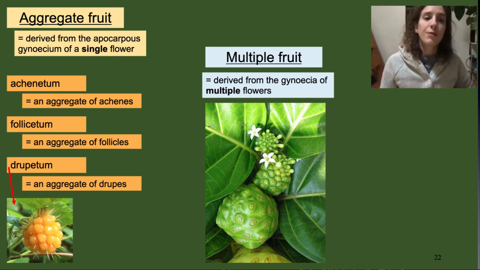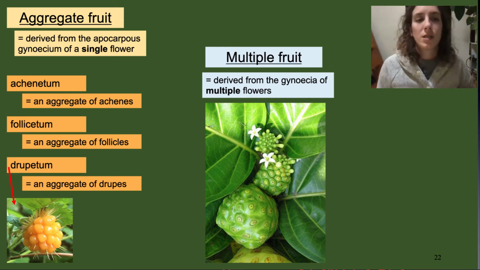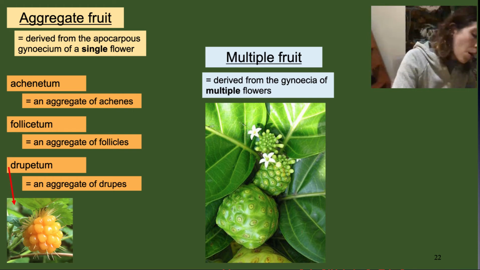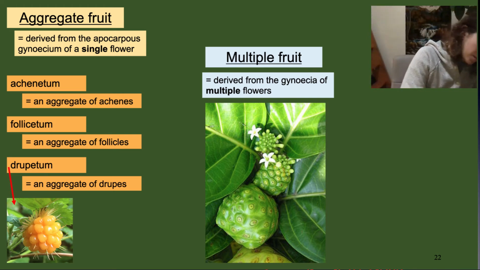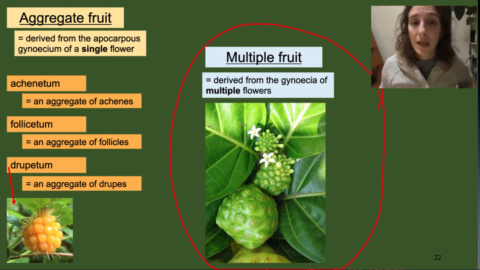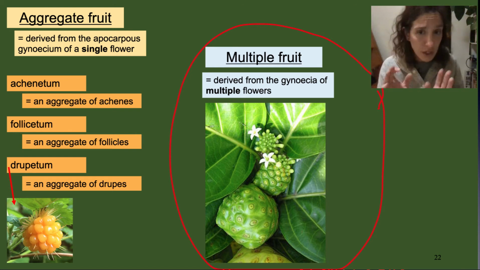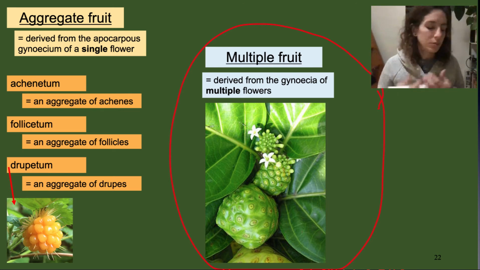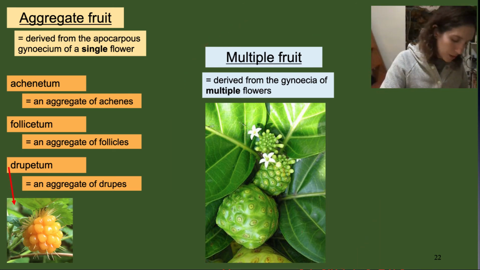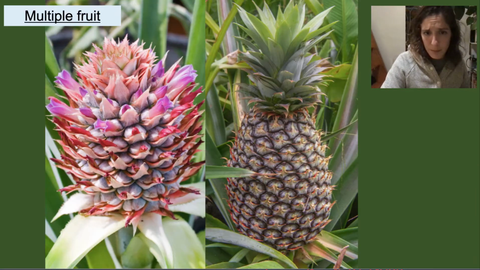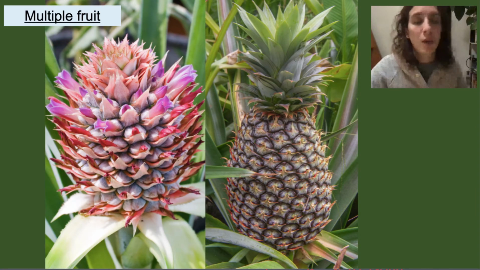Okay, so aggregate fruits are derived from an apocarpous gynoecium. One flower. Now, a multiple fruit is very crazy. It's complicated. It's uncommon. It's when you've got multiple gynoecia from totally separate flowers. Multiple flowers, right? You've got these ovaries fusing to one another during fruiting. So you can kind of see what's going on in this picture a little bit.